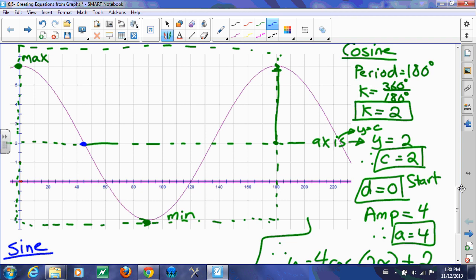So I know that a is automatically negative because it's going to be reflecting. What does that mean? Normally it goes up, right? From your axis goes to its maximum, but here it goes axis to its minimum. That's what we're going to do today.